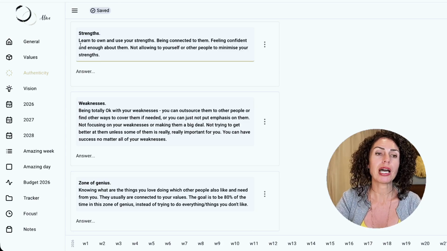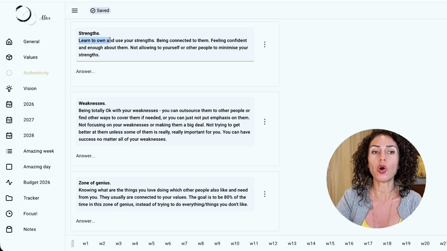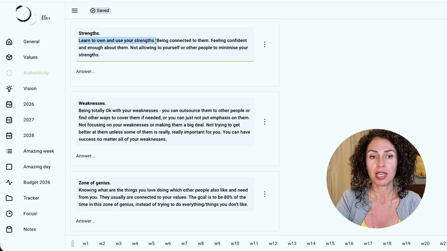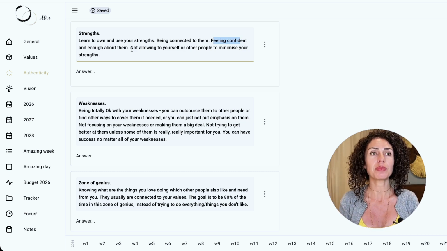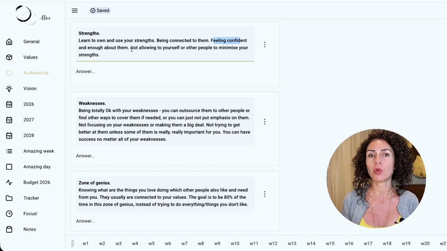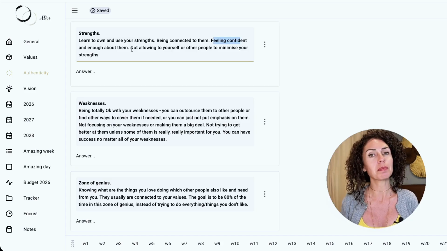The most important thing about our strengths is to learn to own our strengths and use them, to be connected to them, to feel confident and enough about them, to not allow yourself or other people to minimize your strengths. For example, somebody can tell me, oh, you shouldn't be so organized. You don't have to plan everything. And of course, most people don't say it in a bad way, but they're actually minimizing some of my biggest strengths. So if I'm not aware that those are my strengths, I can start telling myself, well, maybe yes, I shouldn't be that organized. I shouldn't be creating plans for everything.